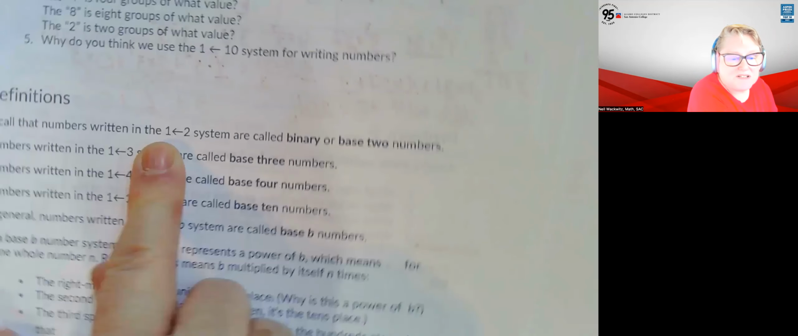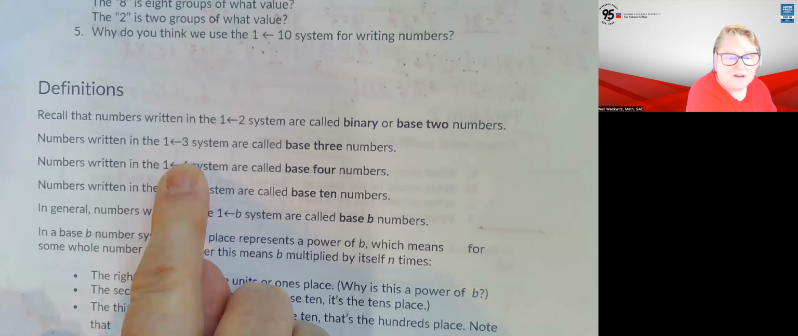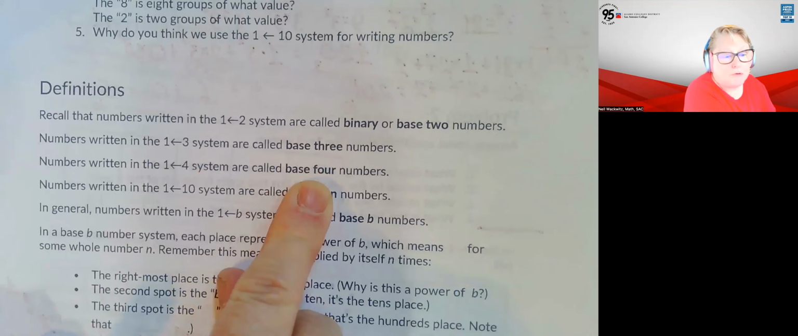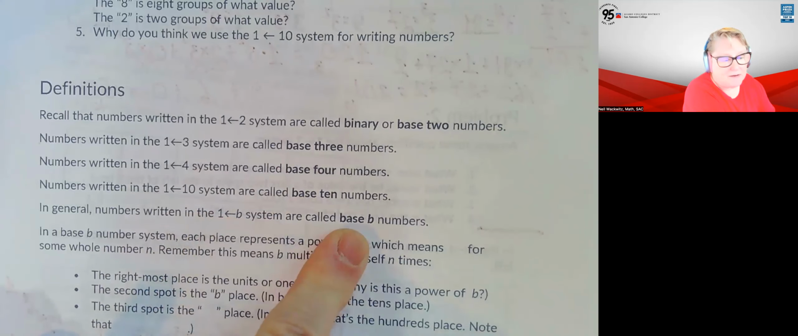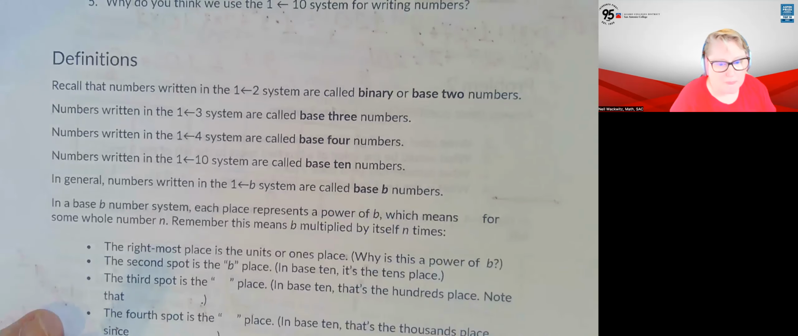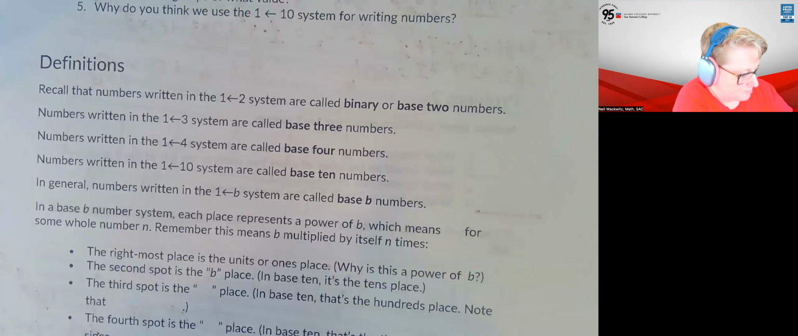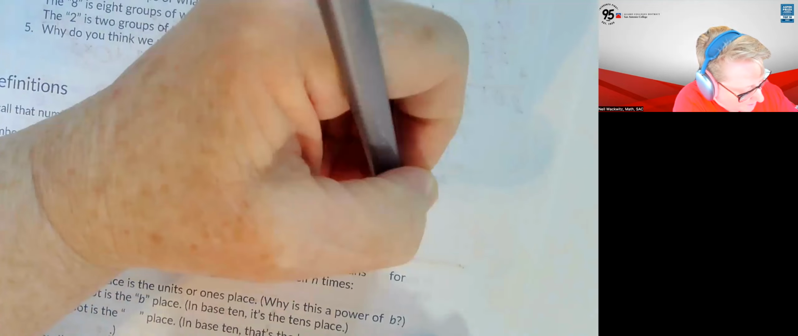The 1 to 2 system is binary. The 1 to 3 is base 3, 1 to 4 base 4, 1 to 10 base 10, and in general, 1 to B would be base B, where B has to be a number that, let's see, B has to be positive.